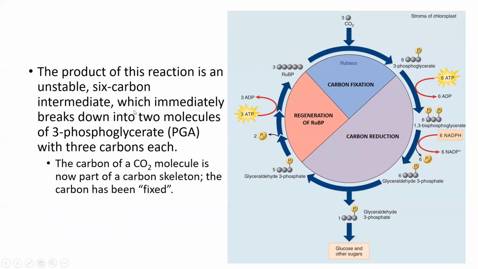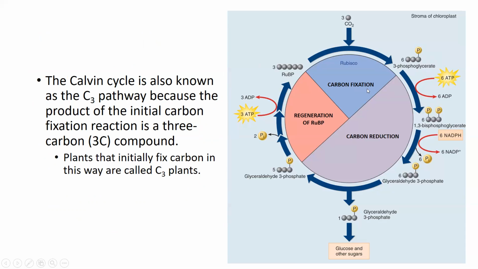From here you can see the product of this reaction is an unstable 6-carbon intermediate, which immediately breaks down into two molecules of 3-phosphoglycerate, known as PGA. The A refers to acid, with 3 carbons each. The carbon of a carbon dioxide molecule is now part of the carbon skeleton in this organic acid. So we say that the carbon has been fixed. That's why the name comes from carbon fixation.